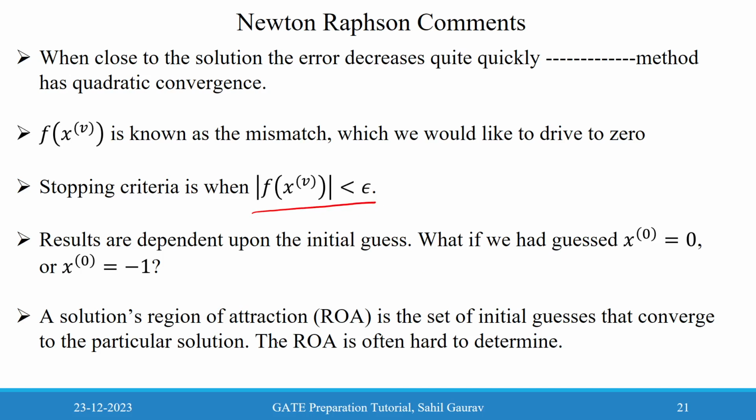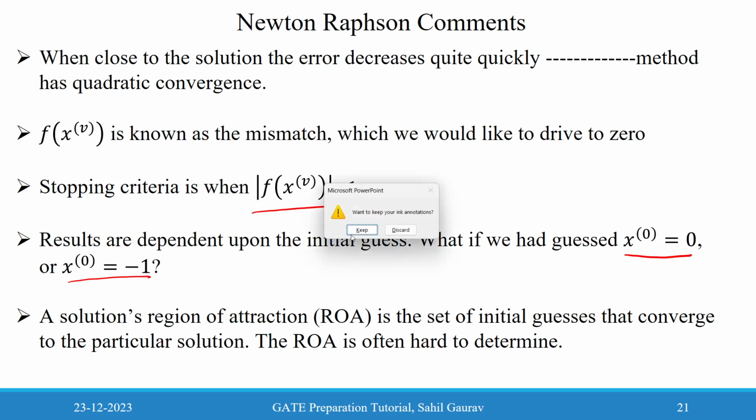One question here is that results depend upon the initial guess. What if we have a guess x0 equal to 0, or x0 equal to minus 1? We will discuss this in the next class. Just think about this point. The region of attraction is the set of initial guesses that converge to a particular solution, and the region of attraction is often hard to determine.